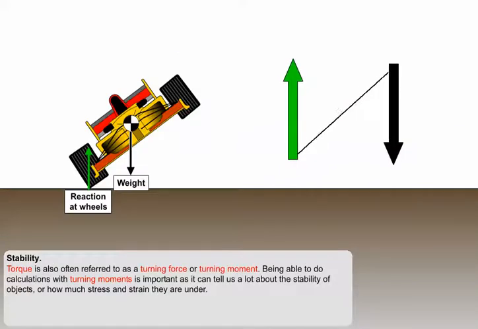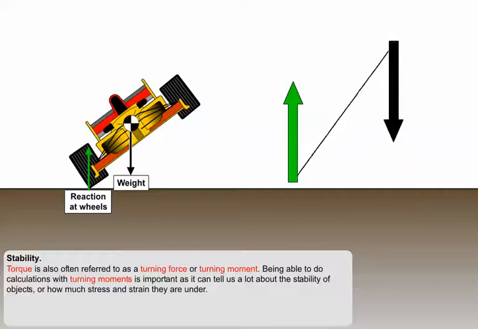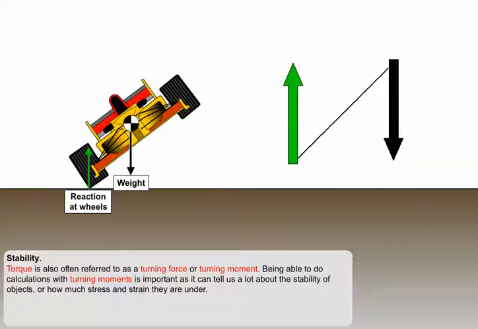In the case of the car shown here, the other force, that is, the force which is not the weight of the car, is the force of reaction between the car's wheels and the ground. Torque is also often referred to as a turning force, or a turning moment. Being able to do calculations with turning moments is important, as it can tell us a lot about the stability of objects, or how much stress and strain they are under.